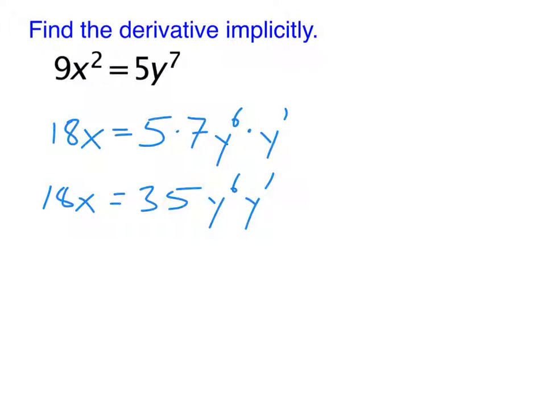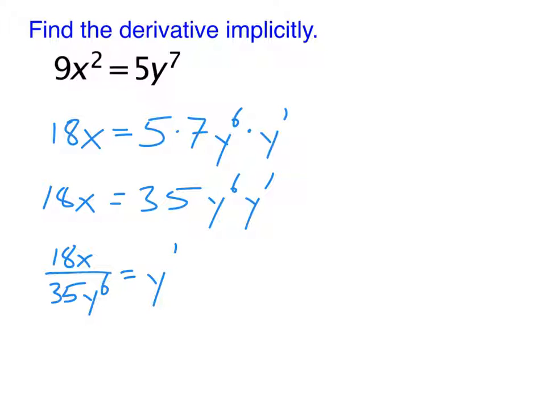But then we do have one more step. The last step here, solve this equation for y prime. And so, this is what we end up with for y prime. Does this reduce? Does that simplify at all? Nope. It doesn't simplify at all. So that means we're done. That's your final answer. There's your implicit derivative.